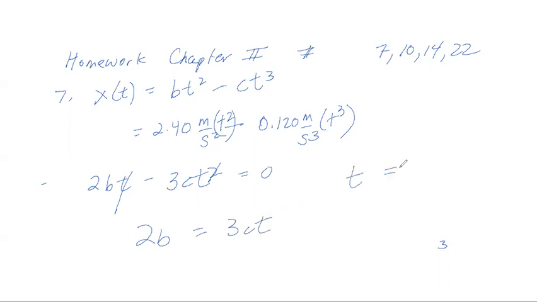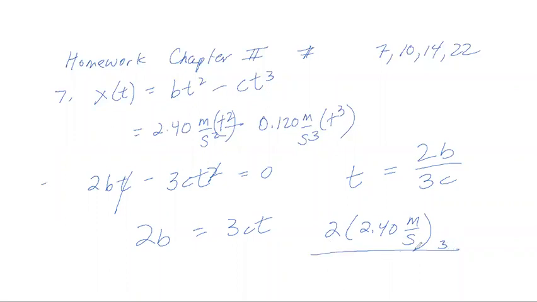So t is going to be equal to 2b divided by 3c, which is going to be 2 times 2.40 meters per second divided by, I must have forgotten to erase that, 3 times 0.120 meters per second. Oh, this is second squared, second cubed. And if you go ahead and do that, that's going to be equal to 13.3 seconds. And that's when we are once again at rest.